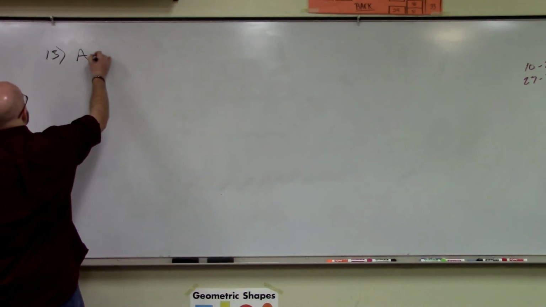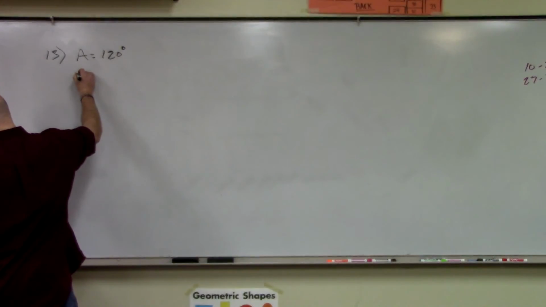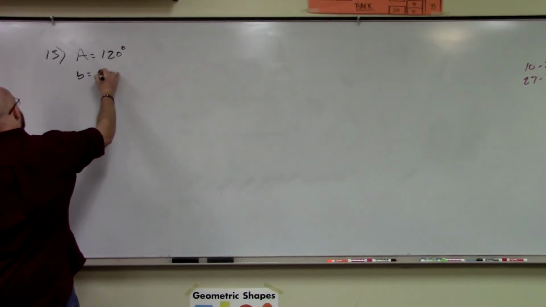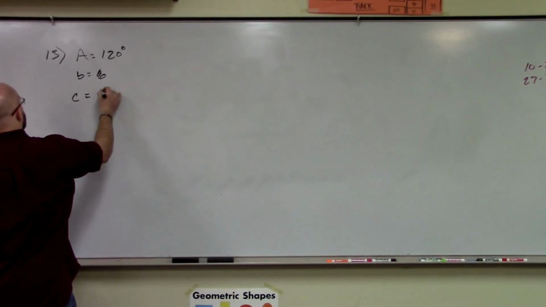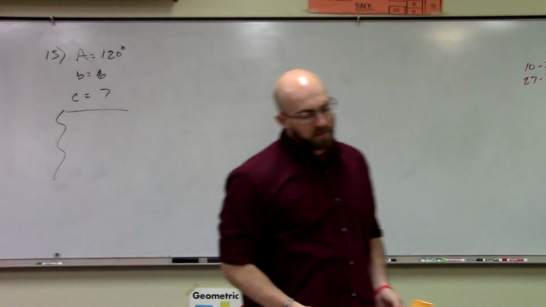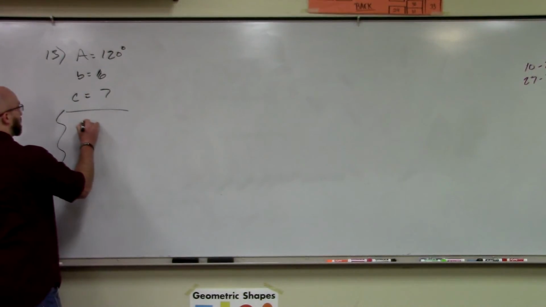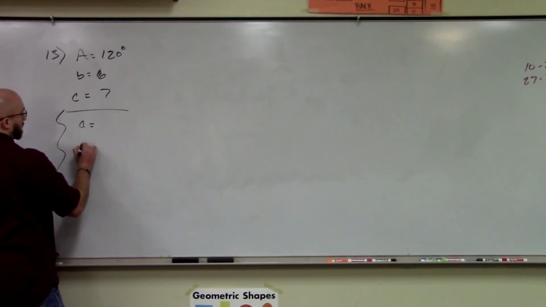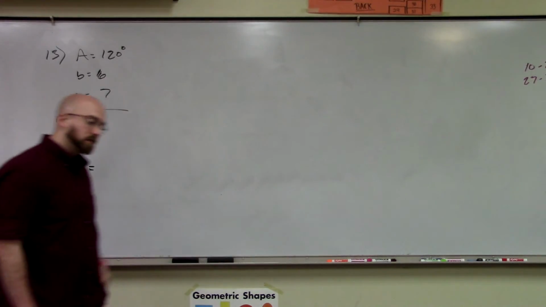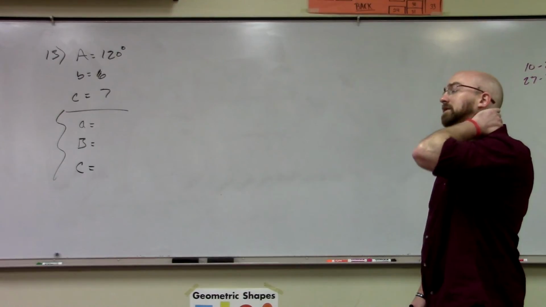This one, they give us angle A is 120 degrees. Then they give us small b equals 6, and small c equals 7. So what we want to find, and again, I like listing stuff out. It makes it a little easier to track. I need to find small a. I need to find capital B and capital C.